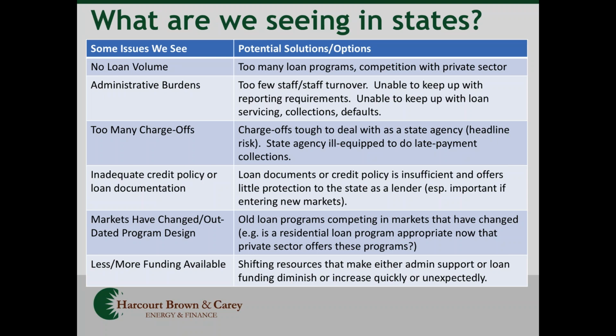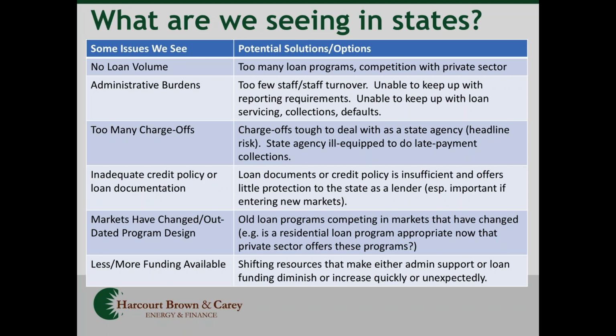We're seeing states that are dealing with administrative burdens, too few staff, turnover, trying to deal with reporting requirements, trying to deal sometimes with servicing, collections, defaults. In some cases, we've seen some states where they don't really have a good idea of what's happening with the performance of their loans, or if they do and loans have gone into default, they haven't really been able to follow up with customers very effectively, and sometimes that's leading to charge-offs. One of the other issues that some states have dealt with is how do you deal with charge-offs, especially as a state agency. Some states are not necessarily equipped to deal with a delinquency and collections process.